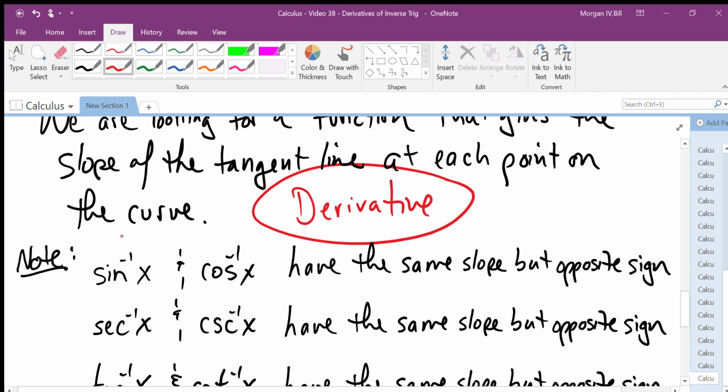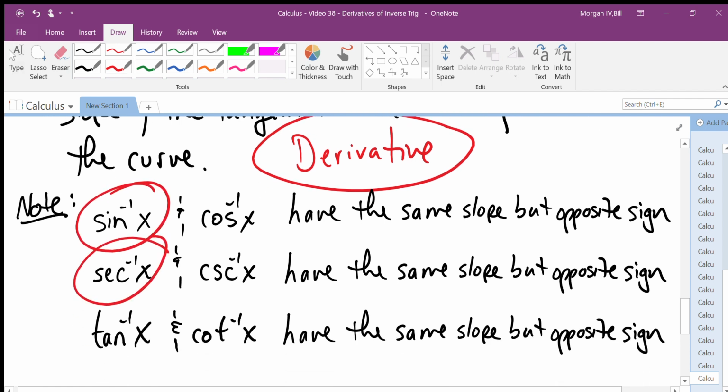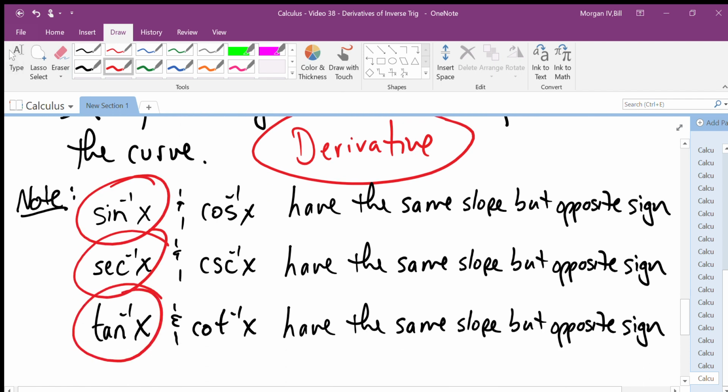The inverse sine, that's really important. The inverse secant, that's really important. The inverse tangent, that's really important. Those derivatives of those three. And the reason we don't use the other three so much is because it's really the same derivative. You have the same slope for inverse sine as you do for inverse cosine. They're just opposite in sign. And so they end up with the same derivative, just opposite in sign.